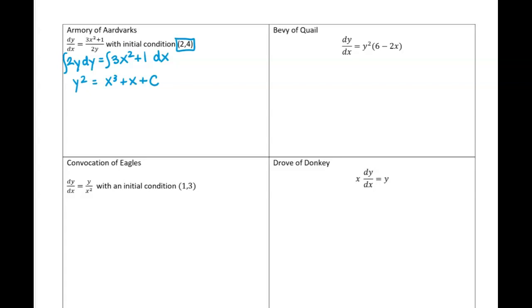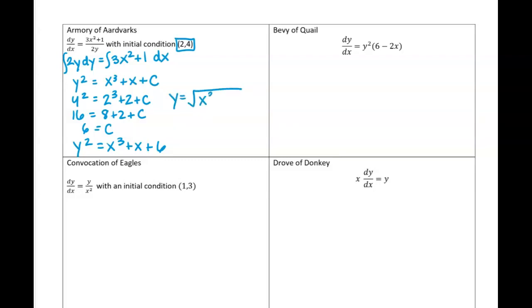Okay, so then our y is 4, so then 4 squared equals 2 cubed plus 2 plus c. So 16 is 8 plus 2 plus c. That's 10. So c is 6. So now we have y squared equals x cubed plus x plus 6. So then our final step is to square root both sides. So y equals the square root of x cubed plus x plus 6.